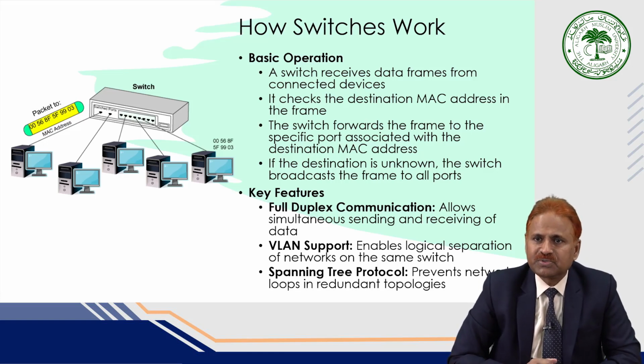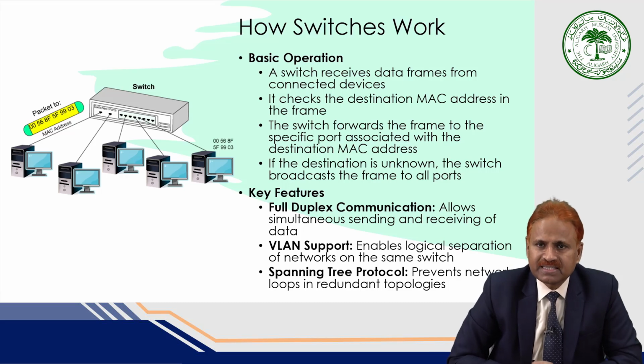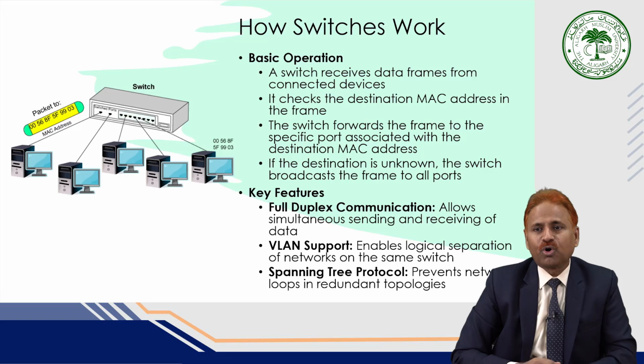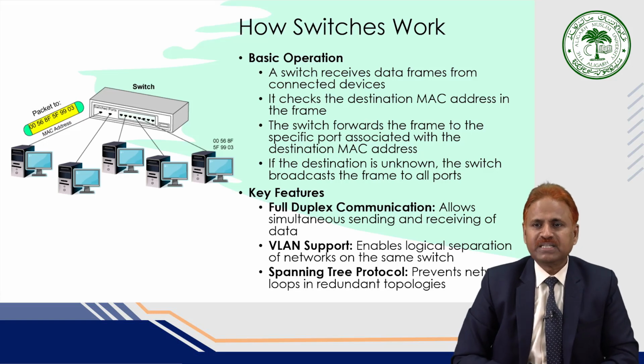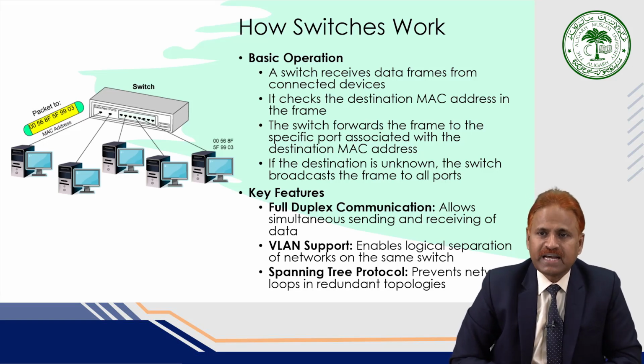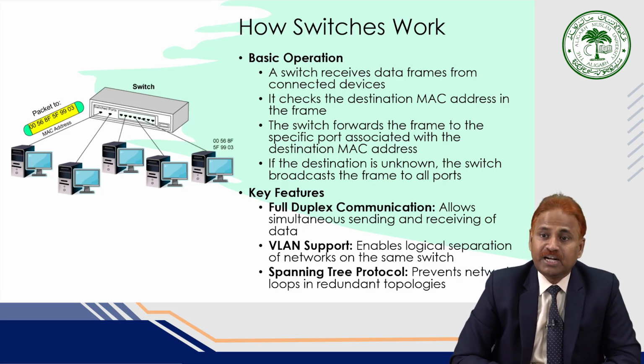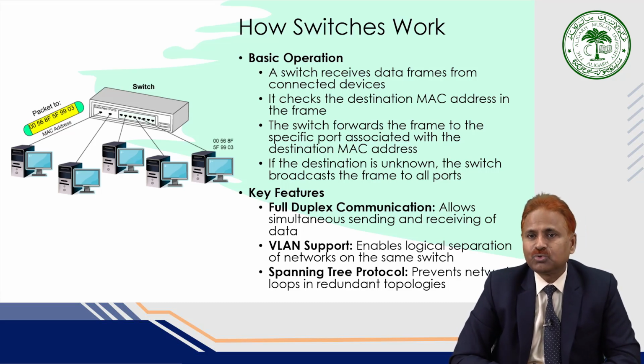So a switch receives data frames from connected devices. It checks the destination MAC address in the frame. The switch forwards the frame to the specific port associated with the destination MAC address. If the destination is unknown, the switch broadcasts the frame to all ports.